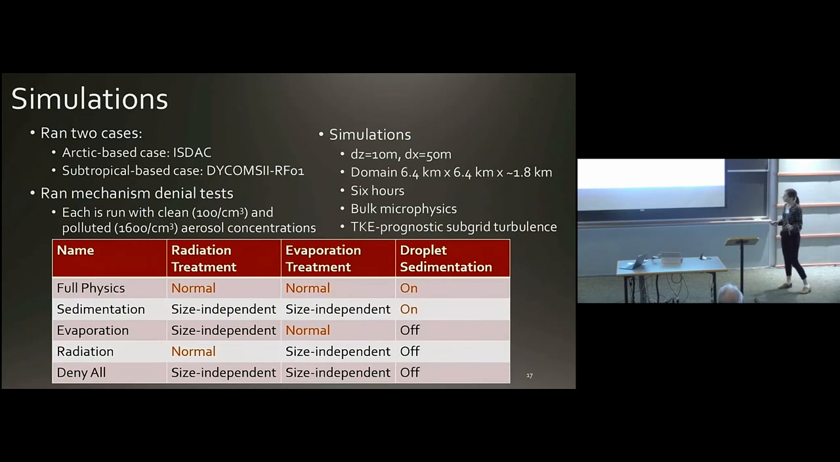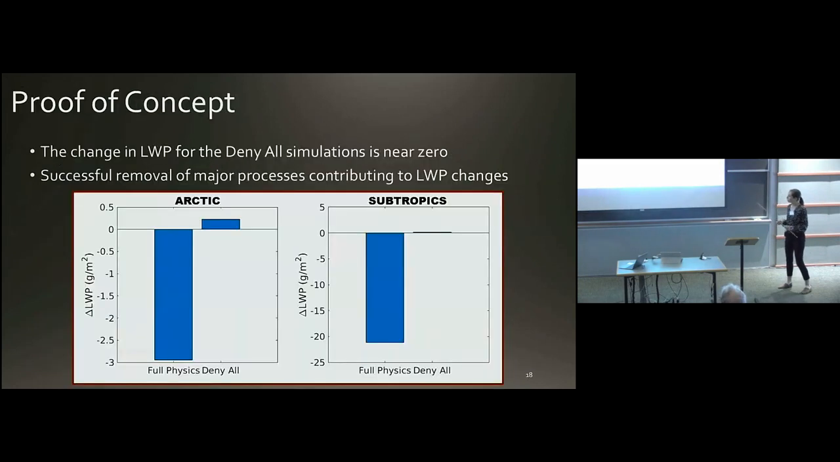So the first thing I want to show is just a proof of concept. Here's the Arctic case, the subtropic case. Here's the liquid water path decrease that I get in my full physics simulations. It's decreasing like we expect as we increase the aerosol concentration. And in the simulations where I turn all of these processes off, I've fairly successfully managed to reduce this liquid water path change to 0.